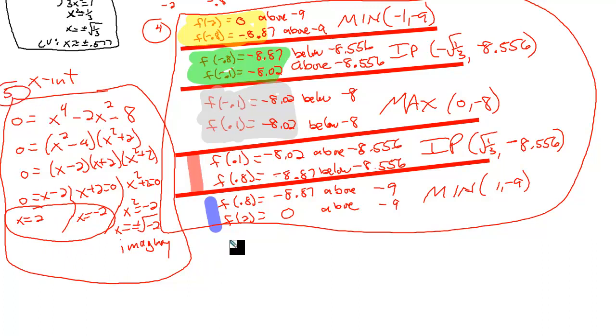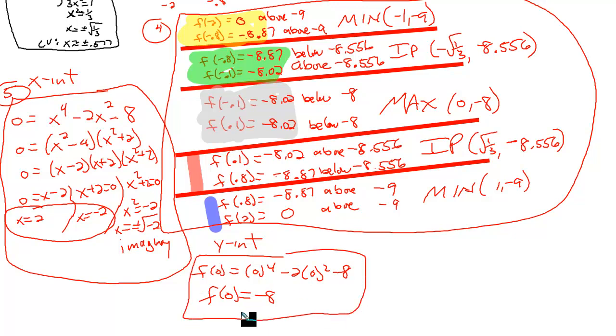This is step 5, by the way. To find y-intercepts, y-intercept, there can only be one for a function. Replace the x value with 0. We get a y-intercept of negative 8. So we have 1, 2, 3, 4, 5, 6, 7, 8 points to graph. Let's see if we can do this.